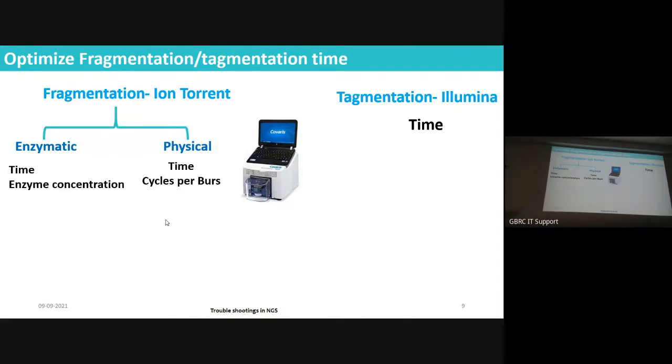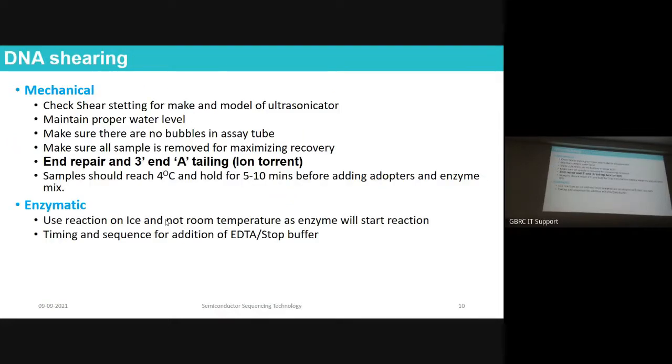Fragmentation in Ion Torrent is done either enzymatically or physically. As I told you, physical, or rather mechanical, is the right word. That is basically done on a Covaris or any other ultrasonicator that you have, and enzymatic is done with the help of different nucleases. In Illumina, it is a tagmentation process, which is again based on time.